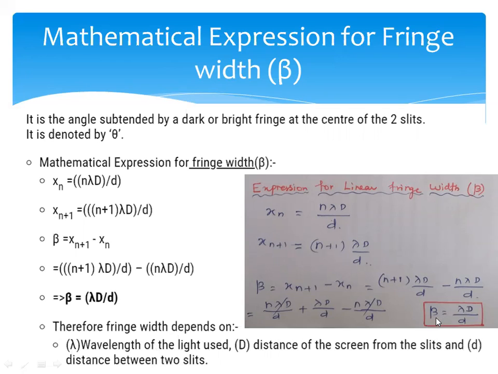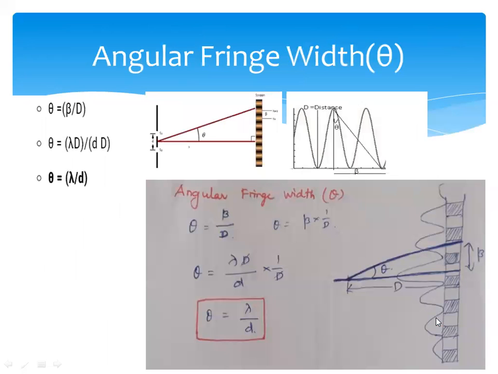I hope you understand. This is the linear fringe width mathematical expression, beta. Next, we are going to see the angular fringe width theta. We know that these are the dark and bright bands which are created over here. This is xn, the nth bright band, and the next bright band is xn plus 1. That is what we have already seen. The distance between these two is beta.